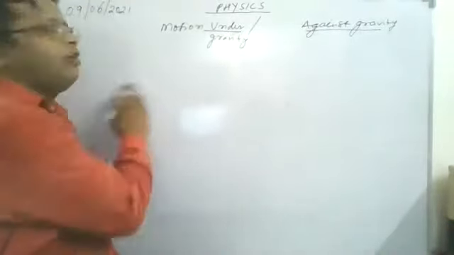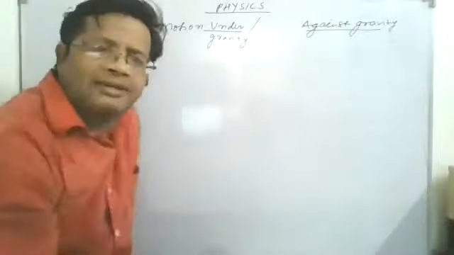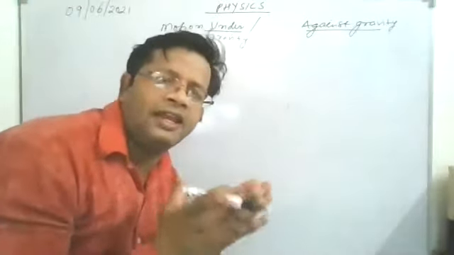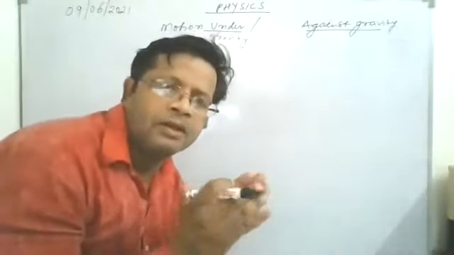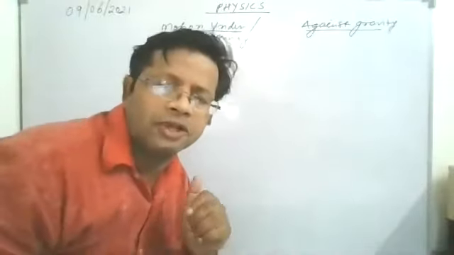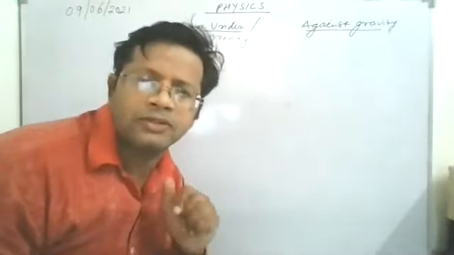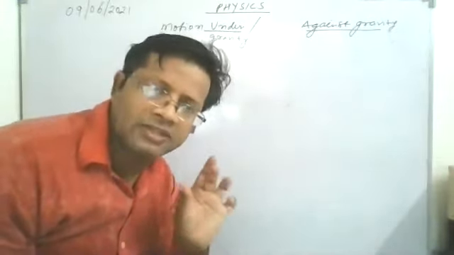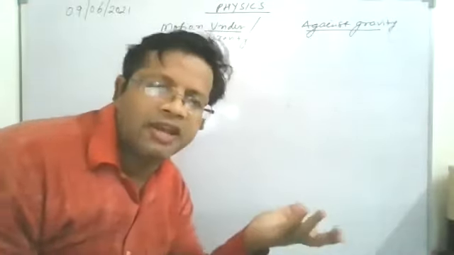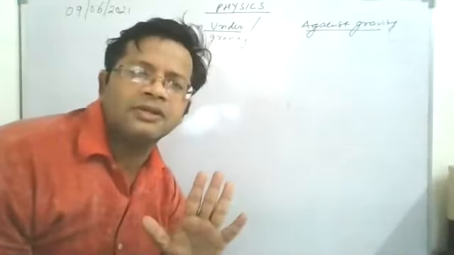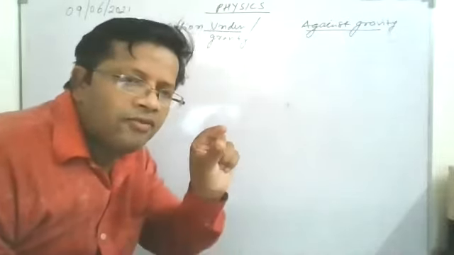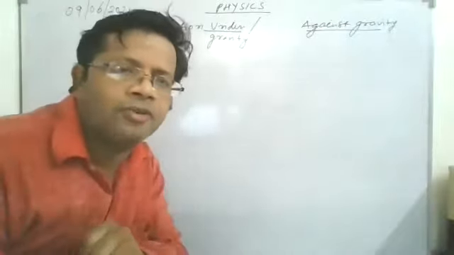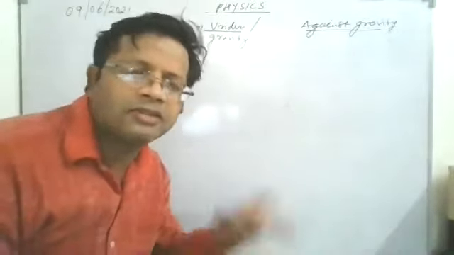We have already derived these formulas for uniformly accelerated motion. Uniformly accelerated means in each 1 second there will be a fixed change in velocity. If the velocity increases, it is positive acceleration. If a fixed amount of velocity keeps decreasing in each interval of time, that is negative acceleration, called retardation.